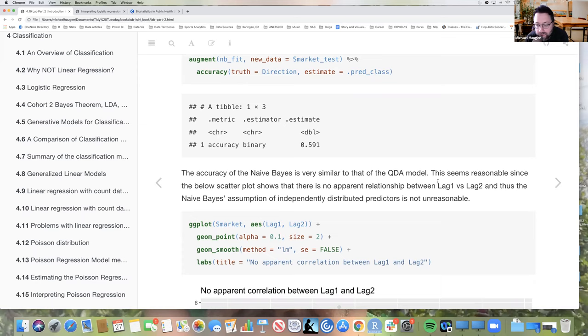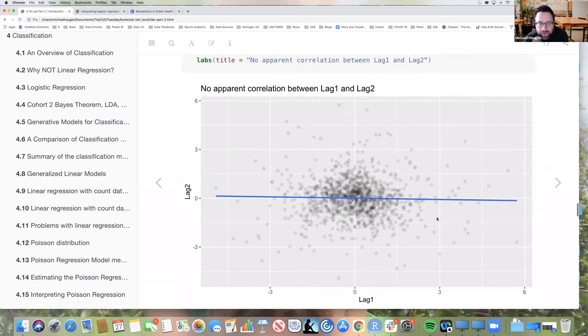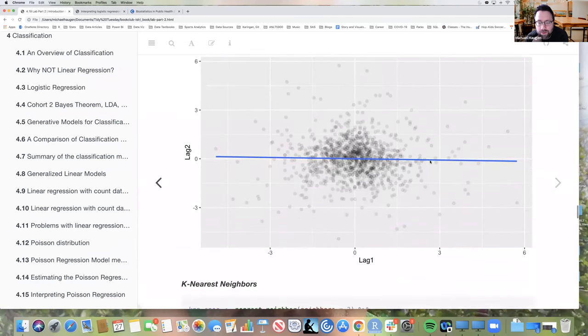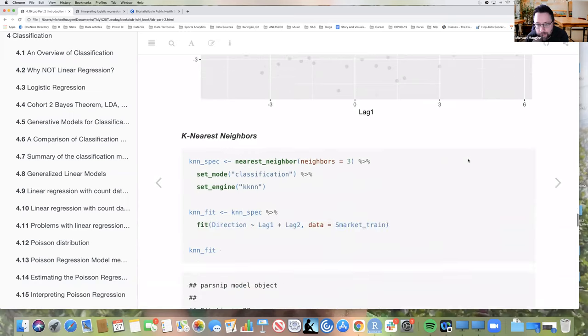Right, so we might not always have independently distributed predictors, but here we do. So that's, I guess, a key factor in whether we're using naive Bayes or not. And this is the scatter plot here that they mentioned. No apparent correlation between leg one and leg two. Leg one, leg two, doesn't look like a correlation to me. Looks like a bunch of dots in the middle.